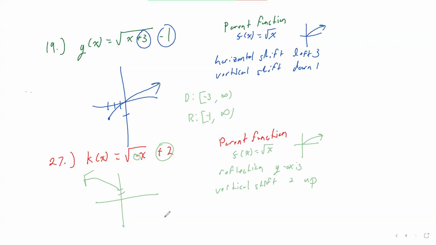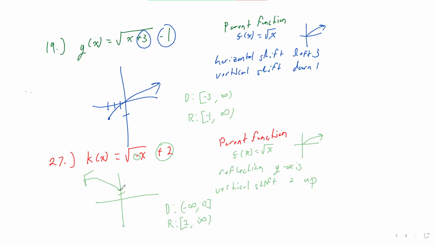Same concept over here. My domain looks like it's negative infinity at first and then stops at 0. So the 0 is included. And then my range looks like it starts at 2 and then goes up to positive infinity.